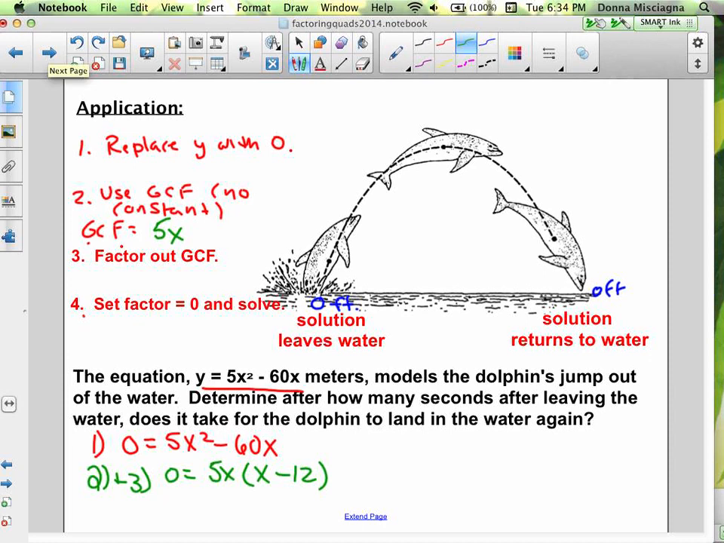And then we're going to set each factor equal to 0 and solve. I'm kind of running out of space, but I have space under step 4. So step 4 is just going to go right here where there's some space. So we set our factors equal to 0. So 5x equals 0. Divide both sides by 5. Well, x is 0. And so that first solution, that's when he leaves the water.